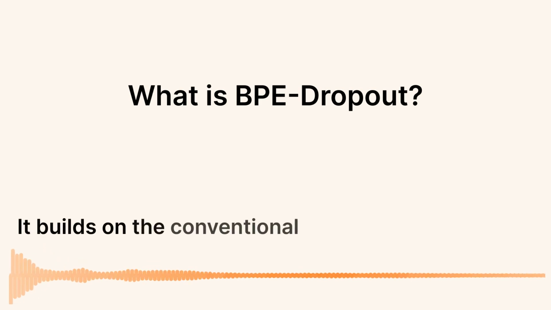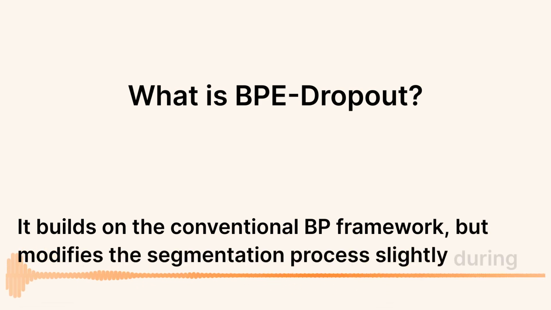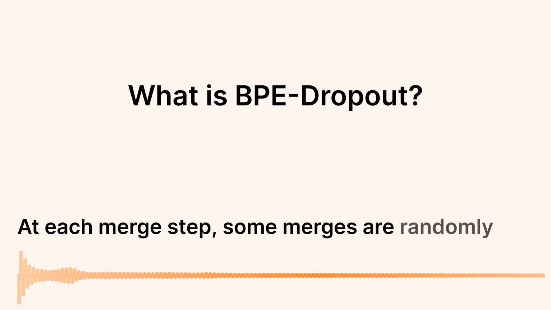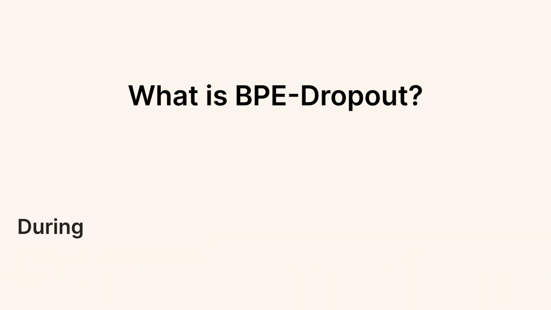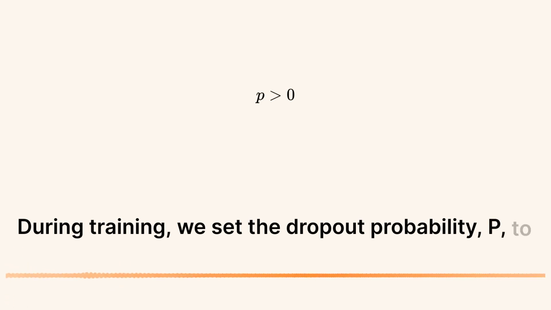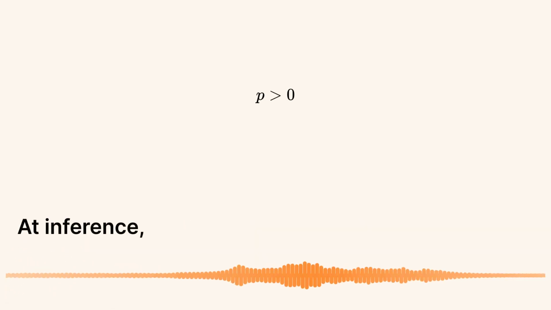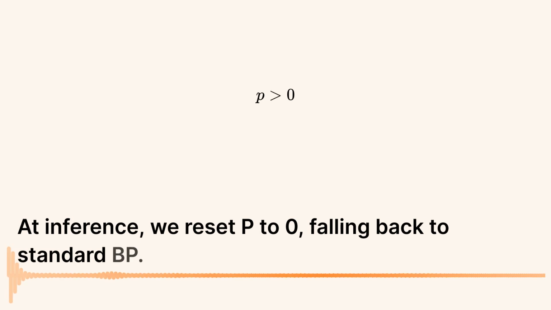It builds on the conventional BPE framework, but modifies the segmentation process slightly during training. At each merge step, some merges are randomly dropped, resulting in different segmentations for the same word. During training, we set the dropout probability, p, to a value like 0.1 to ensure variability in segmentations. At inference, we reset p to 0, falling back to standard BPE.